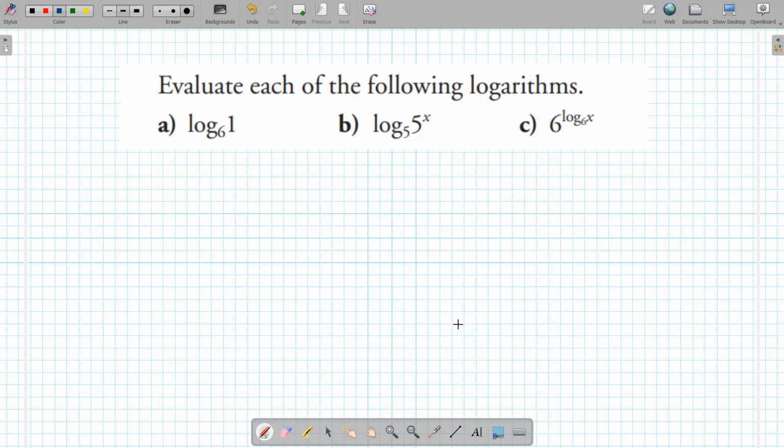Let's look into these. Log base 6 of 1. What's the answer to this? This one's pretty straightforward. 6 to the power of something is 1. It's 0. 0 is correct.